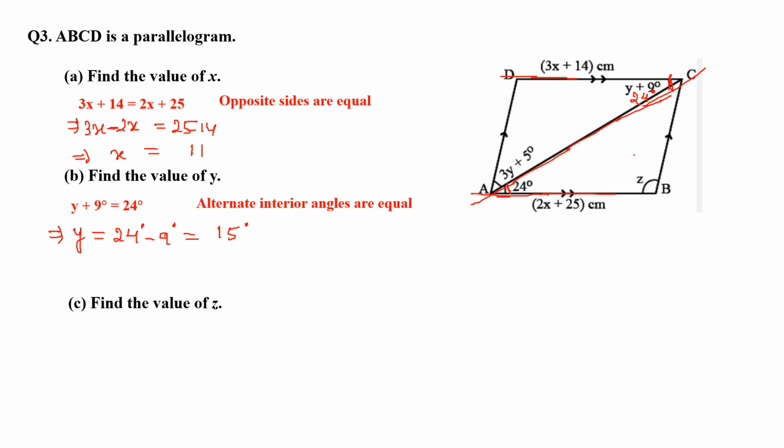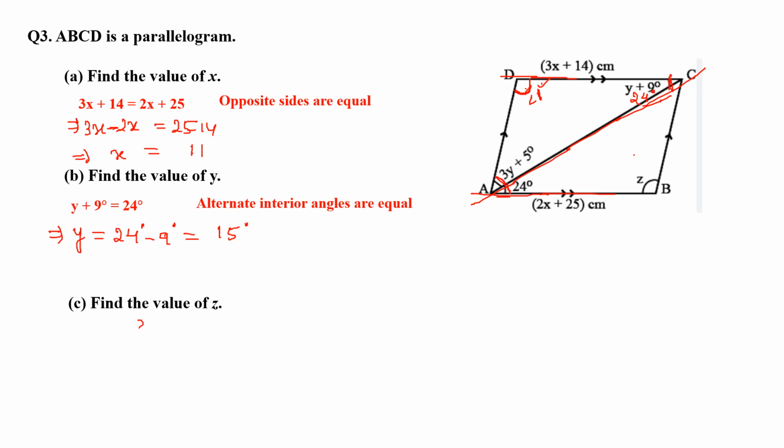Now the third question is find the value of z. Now the z value is given here. So to calculate the value of z, if I get the value of my angle D, then I can say that opposite angles are equal. So whatever is the value of angle D, that will be the value of z also. So I am assuming this angle as angle 1. Now I already have the value of y. So if I substitute it, I am going to get this angle value.